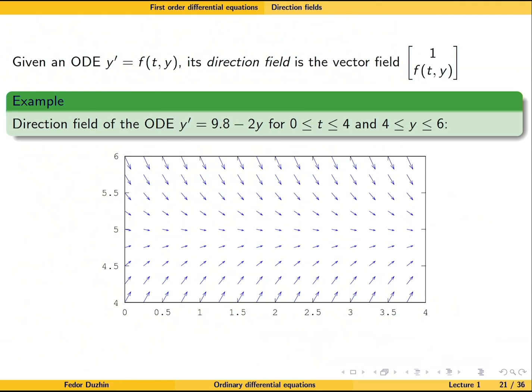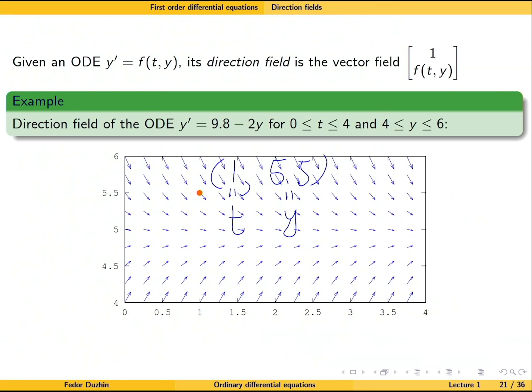Right, so the first component of the vector field is 1 and the second is f. Right, so here is the direction field of the differential equation y prime equals 9.8 minus 2y. So what does it mean? Maybe let me explain. Let's look at any particular point, say this one, 1 and 5.5. So t is 1 and y is 5.5.